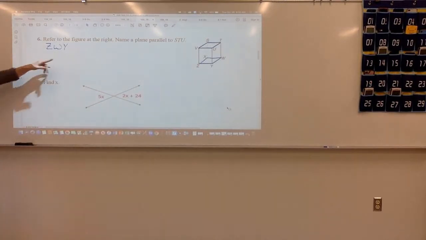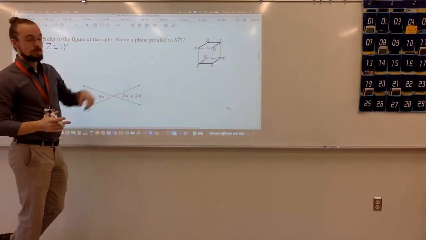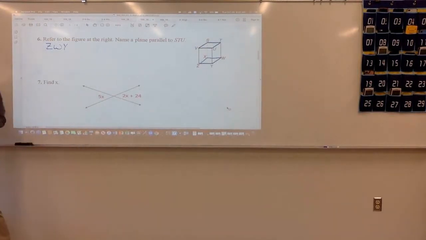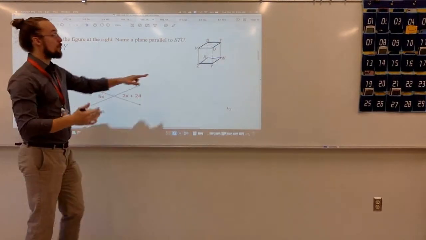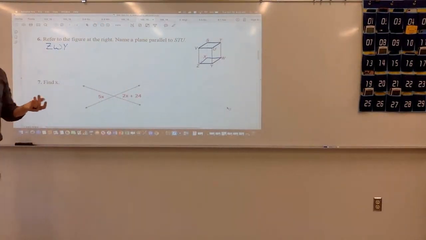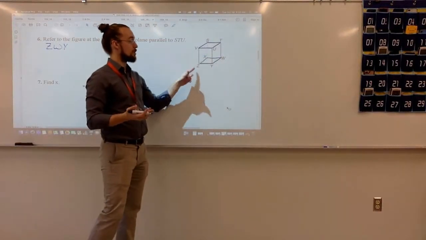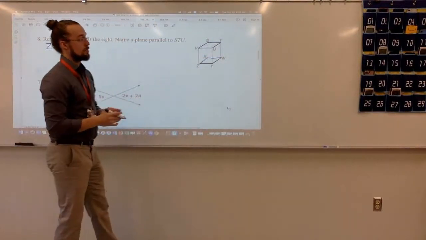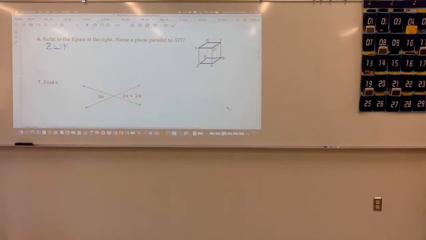Well, if it just says name a plane. No. Oh, okay. Gotcha. So there are a couple other correct answers for number 6, though. We could name it using any 3 points on the bottom, right? We could call it. Yeah. Right.